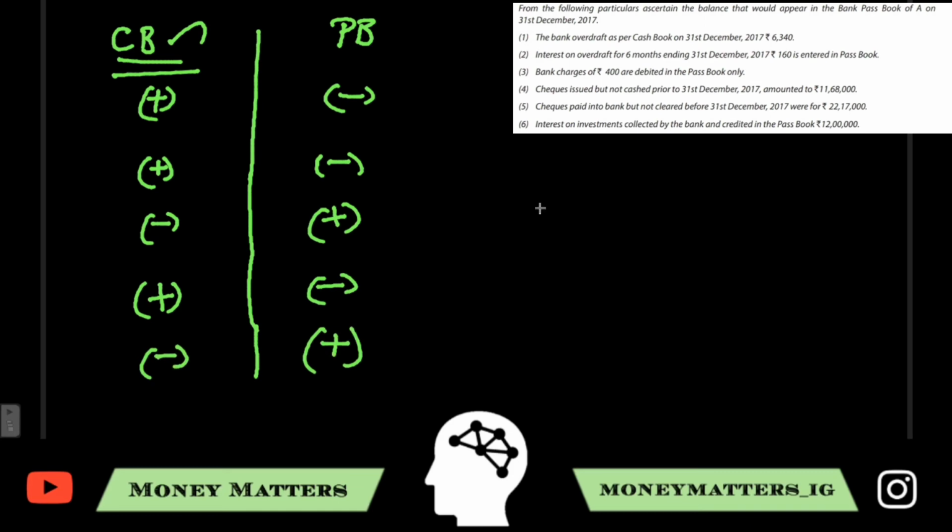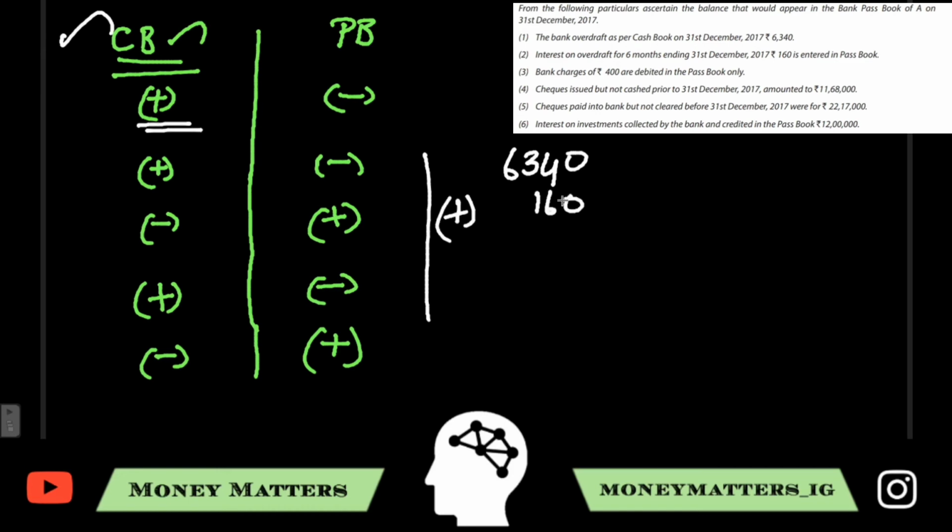Now simply writing the numbers, the answer would be they've given opening balance which is an overdraft balance as per cash book, 6,340. Here we'll be only seeing the cash book adjustments. So the first one is to add, which is interest on overdraft 160. And then the second one is to add which is your bank charges. And that amounts to 400.